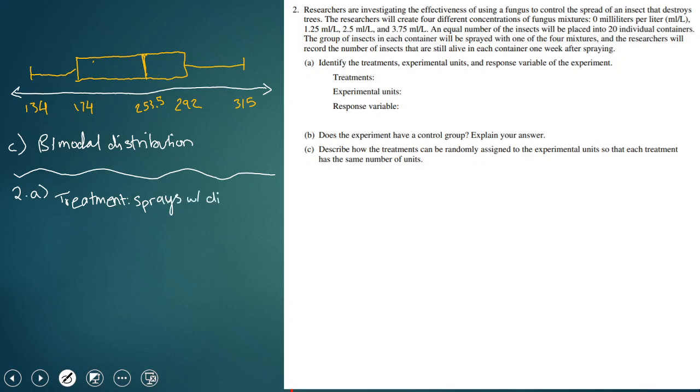with the different concentrations, and it's important to indicate that there are four: 0, 1.25, 2.5, 3.75. It's important to indicate that the levels of concentration are different and that there are four different treatments, and then to indicate what those treatments actually are. Now, I'm not sure if the units necessarily matter, but to be safe, I would include milliliters per liter as well. Okay, the experimental units.